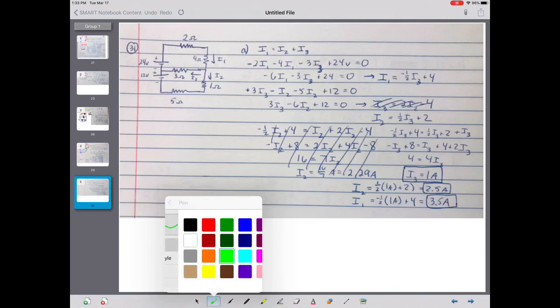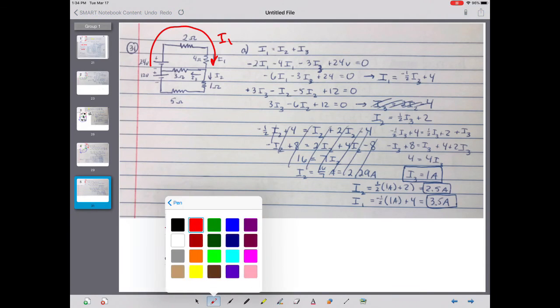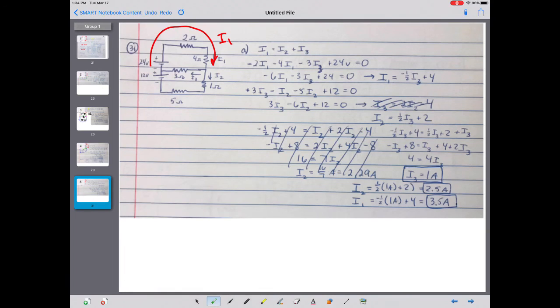Number 31, same process. Looking at our batteries, 12-volt battery, highest voltage battery. So then I'm going to let that determine I1, and I1 would be pushed around in that clockwise direction. I'm calling the center branch there I3, and I'm going to push across here toward the left.